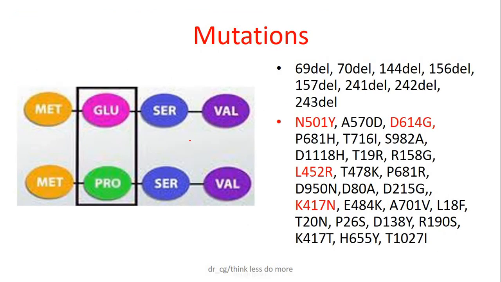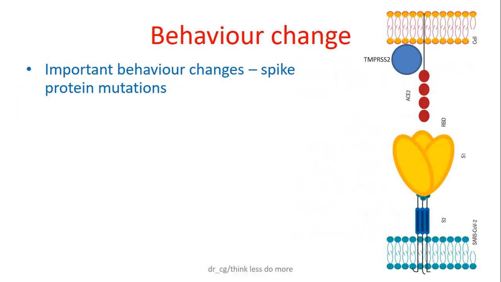There are some specific mutations identified which can lead the variant to some changes in behavior which can be harmful for human beings. Many mutations are noticed till now. Some of them are narrated here and some important ones are highlighted. Mostly, important behavior changes are due to mutations inside the spike protein.